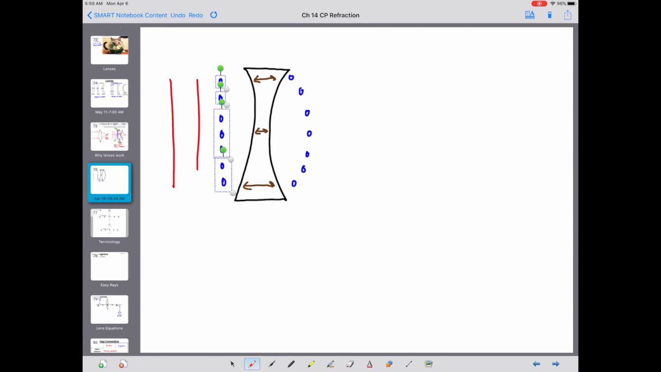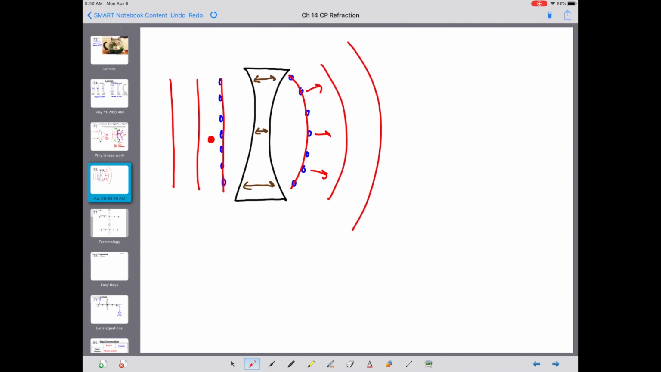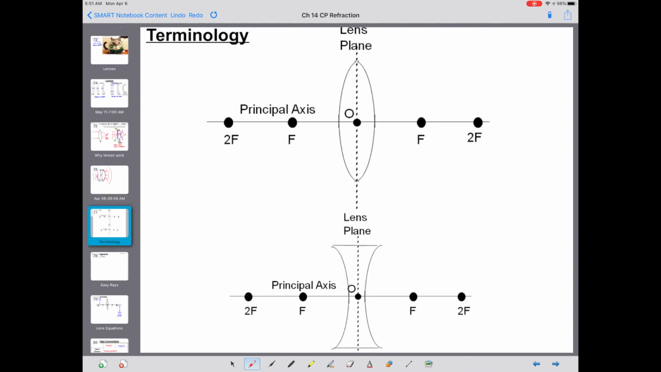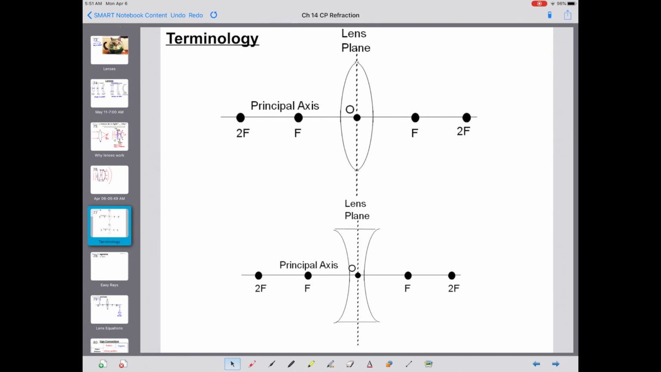Now, if this is a wave, here comes our wave. That wave comes out the other side, and the center leads the outer edges. As that wave then continues to travel, it spreads out looking like it had originally started from a single point on that side, and that point would be called the focal point. So again, the why behind lenses working is a combination of their varying in thickness and the change in the speed of the light.